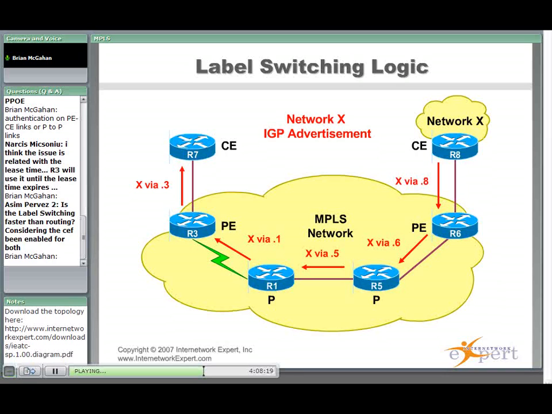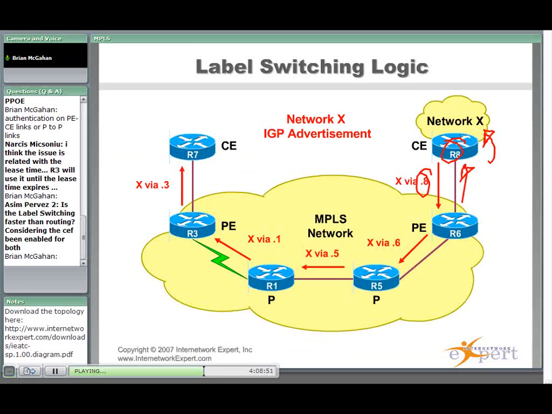Okay, now we see the case here where we have routers 3, 1, 5, and 6. They are making up the MPLS network. Okay, they are connecting to 2 different customers. We have router 7 and we have router 8. Now, the first thing that's going to happen in the label switching process is that we're going to have our regular routing advertisement. Okay, so routing advertisement could either be via an IGP like OSPF, EIGRP, RIP. It could be via BGP, or it could even be by static routing.